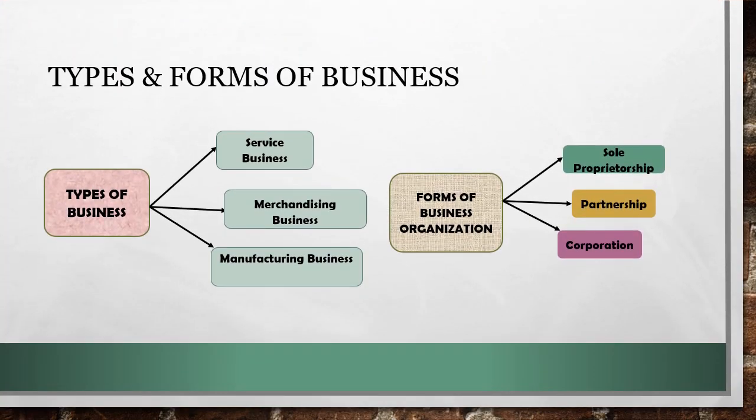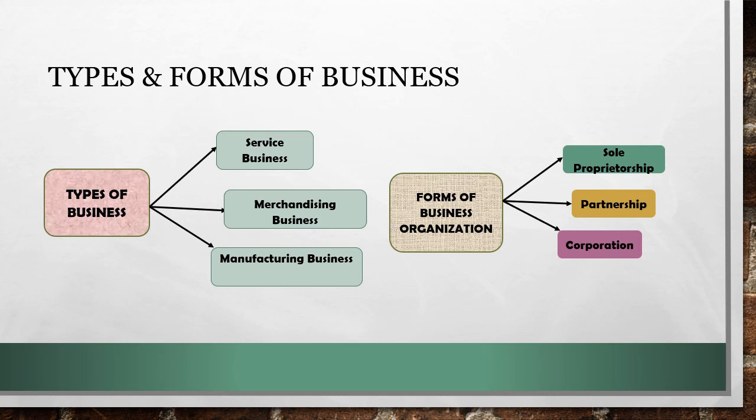So let's start the discussion with the types and forms of business. Business entities can be grouped by the type of business activities they perform. We have here the service business, merchandising business, and the manufacturing business.